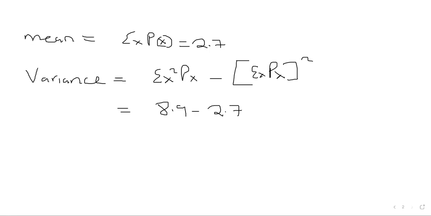2.7 squared is 6.2. So when you subtract 8.9 minus 6.2, what do we get? 2.7. Okay, 2.7 squared, I show 6.2. Oh, it's squared. Oh, okay. Sorry. Let me redo it.